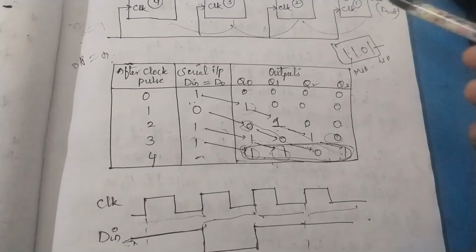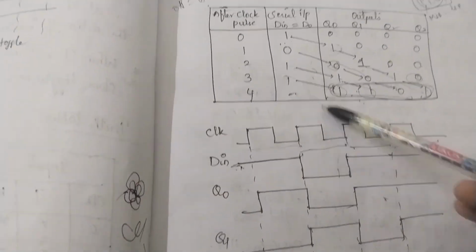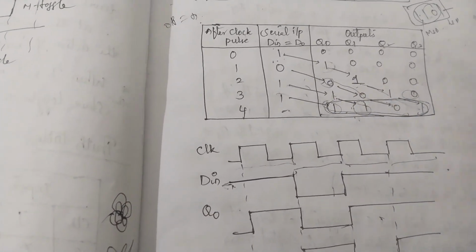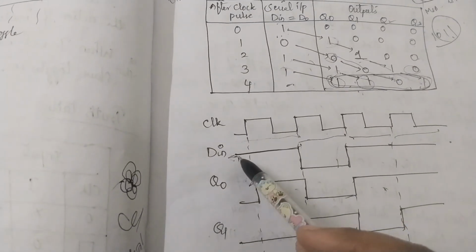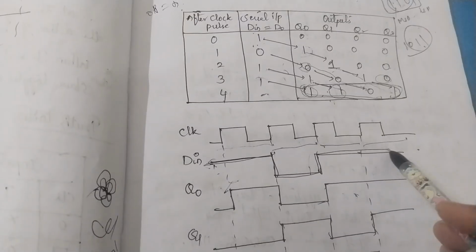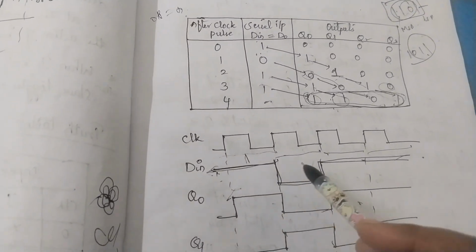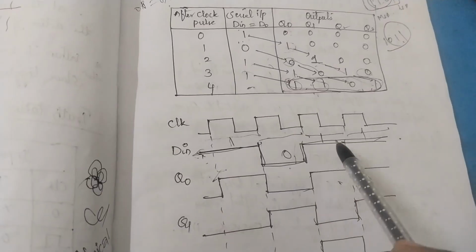Data 1, okay, this is what? 1011. This is what? 1011. Okay, so take it as D in bit as 1. Next we have what? 0, and next we have what? 1 and 1. So this is 1 0 1 1.